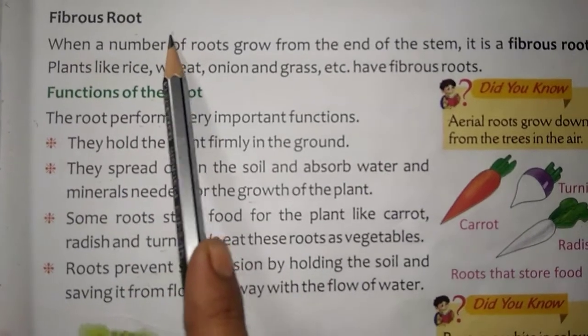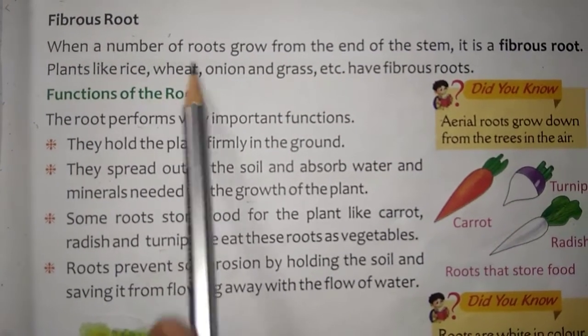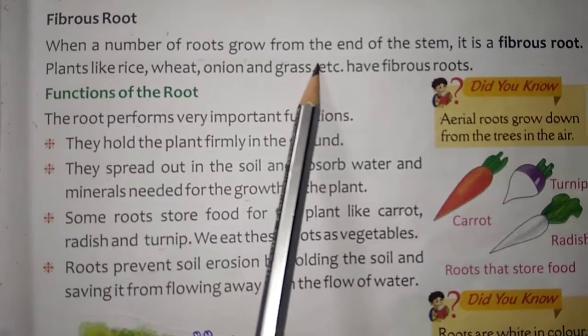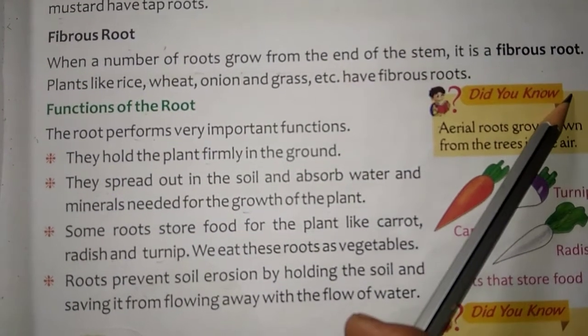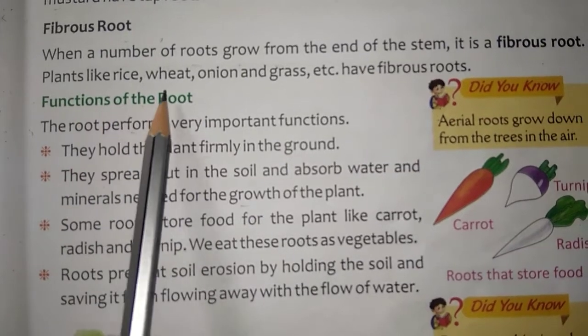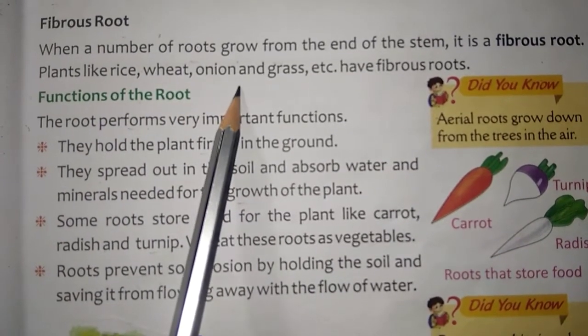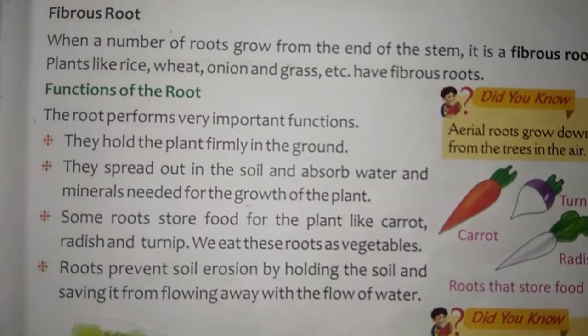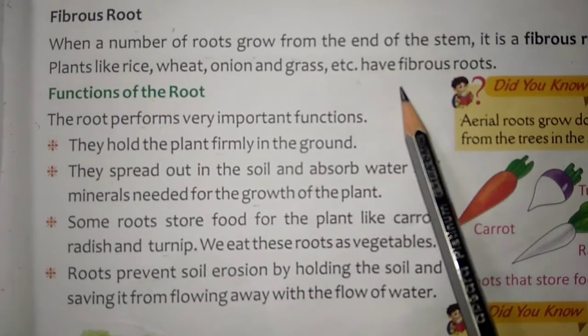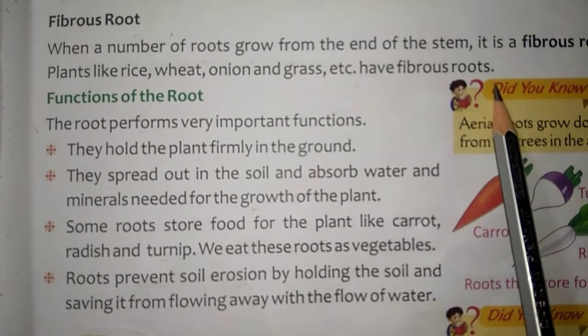Fibrous root. When a number of roots grow from the end of the stem, it is a fibrous root. Plants like rice, wheat, onion and grass, etc. have fibrous roots.